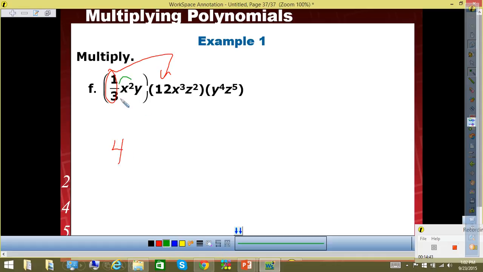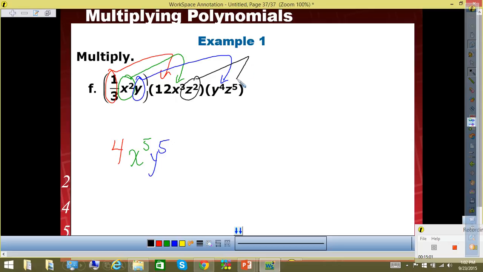From there, x squared times x cubed became x to the fifth. From there, y times y to the fourth became y to the fifth. From there, we got z to the second times z to the 5th became z to the 7th. Hands up if you got that? Okay. And is it in alphabetical order? Yes? Okay. Remember, some of you are getting confused doing this.